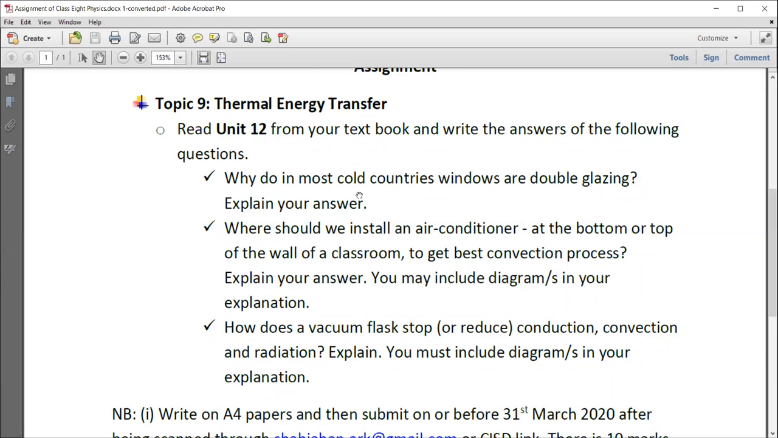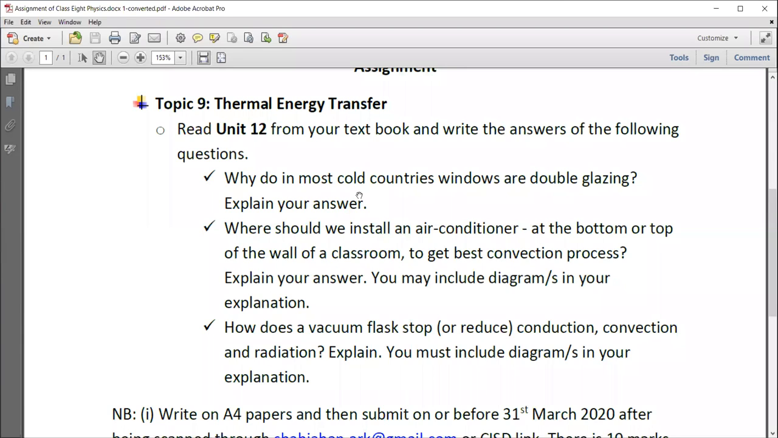Then you see there is trapped air. I already said trapped air is working as what? Insulator. And an insulator stops conduction, right? Now then we have a double walled glass bottle.